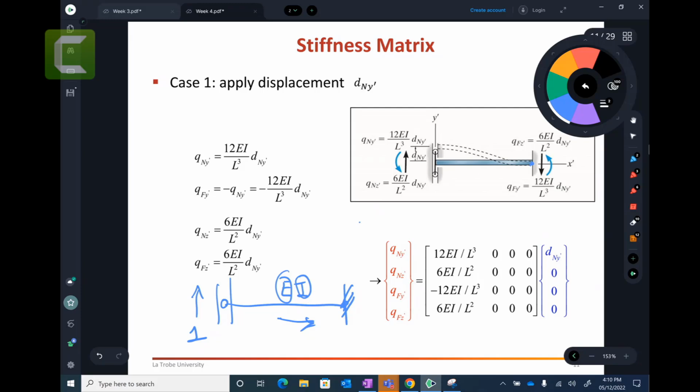What is I? I is the moment of inertia. Moment of inertia means how difficult it is for something to bend. If the I value is small... inertia means resistance, resistance against the moment. If I have this bar and I want to rotate it, how strong does it need to be to rotate it?